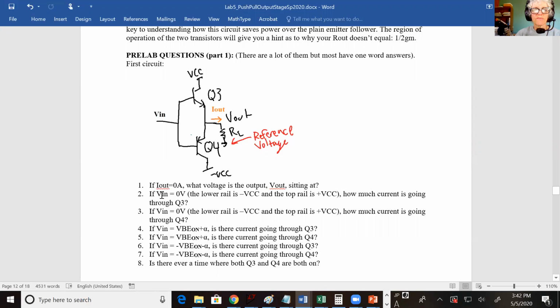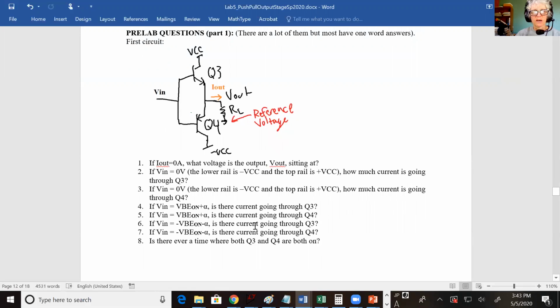The next question was, if V in is 0, how much current is going through Q3? If you assume V out 0 and V in 0, then VBE is 0 and Q3 is in cutoff. Same thing for Q4. If V in is 0 and V out is 0, then VBE is 0 and it's in cutoff. If you raise V in high enough to turn Q3 on, now you've got current going through Q3, but there will be no current going through Q4, since to turn Q4 on, it has to be a negative VB on. So if it goes to a positive VB on, Q4 gets turned off.